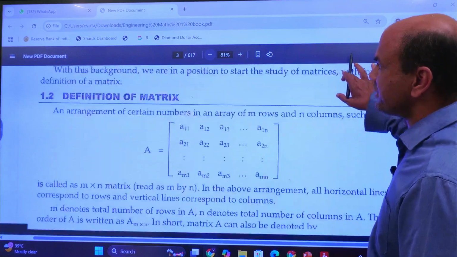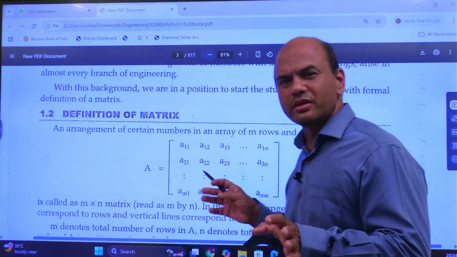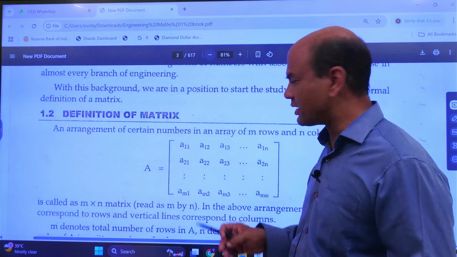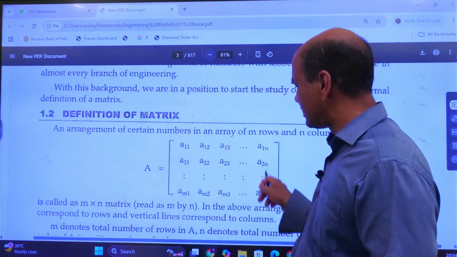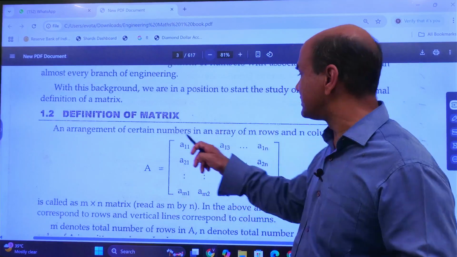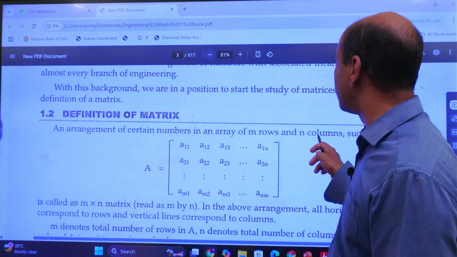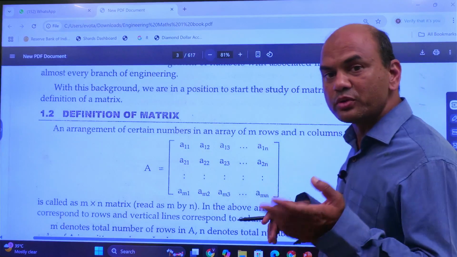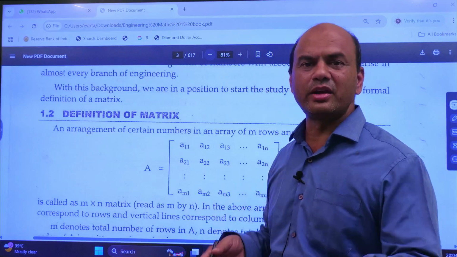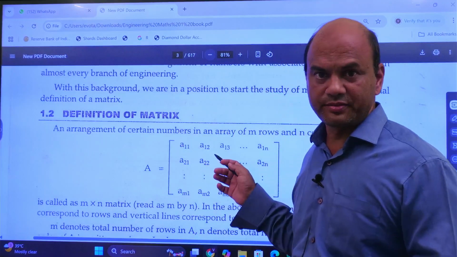Now we come to this definition. What does this definition say? Understand the terms over here. You are not going to learn this definition by heart. The terms over here: A means what? Simply a collection. It's an array. Array means an arrangement of certain numbers in an array of m rows and n columns. M rows, n columns. Now what are m and n? It can be anything: 5, 10, 15, 20, 100, 1 lakh, 1 crore, 1 billion, 1 million, anything.